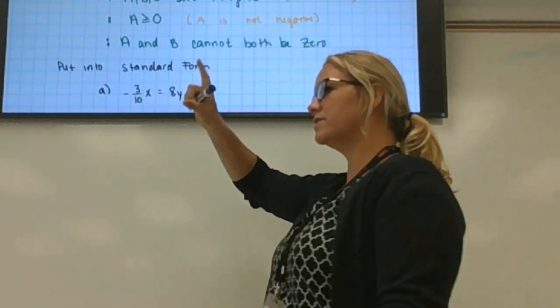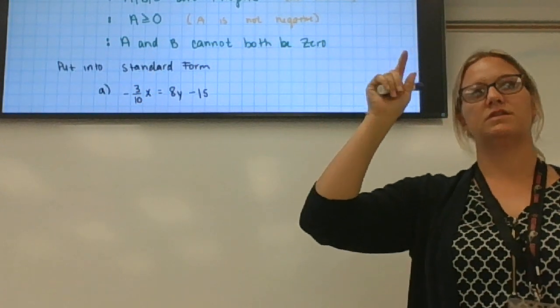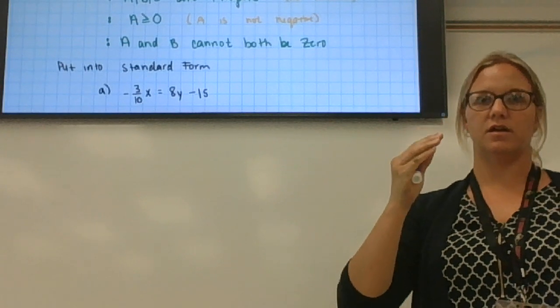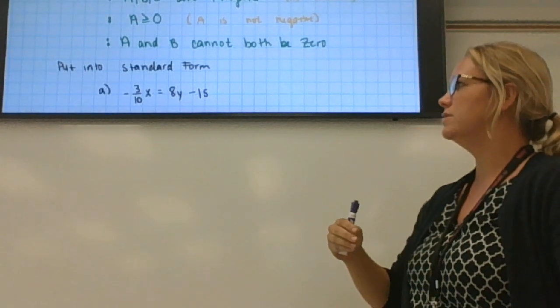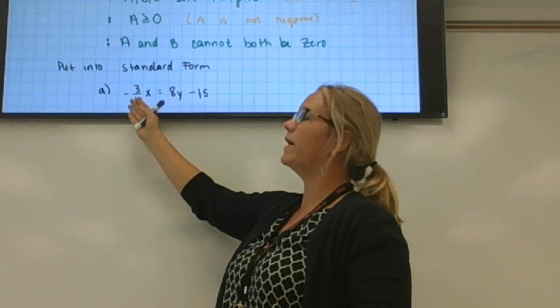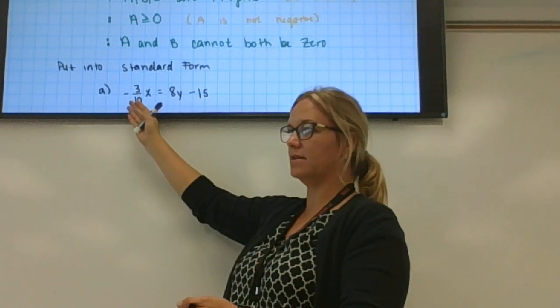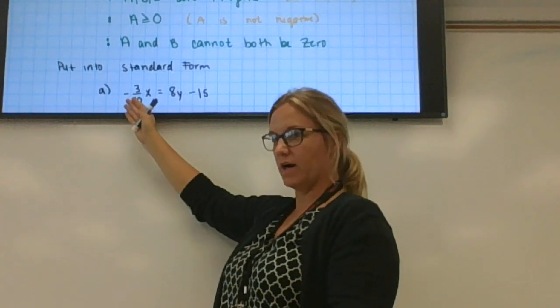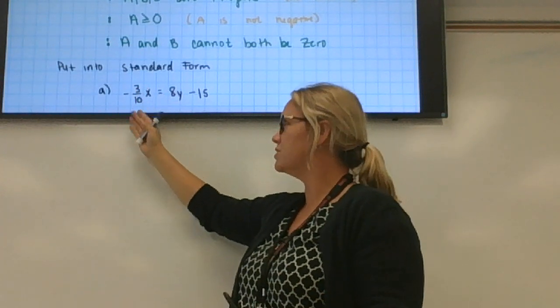So the first thing you're going to do in your assignment today is just say yes or no: is something linear? The second thing you're going to do is rewrite in standard form. So the X and the Y should be on the same side, and they should not be fractions, and the A should be positive.